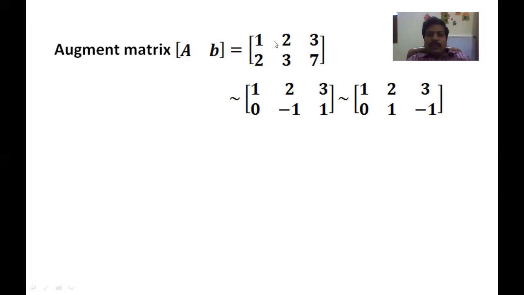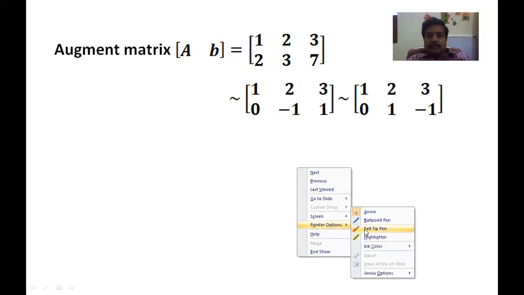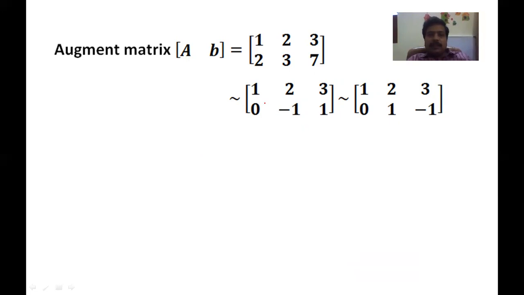So using this one, I can make this 0. I can make this point 0. So R2 goes to R2 minus 2R1. So I am multiplying the first row with 2 and subtracting it from row 2.